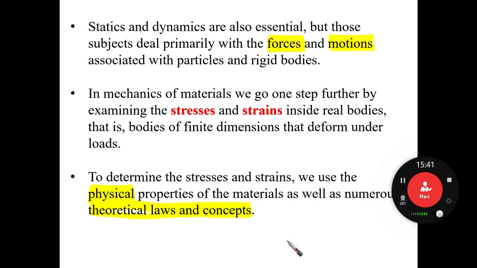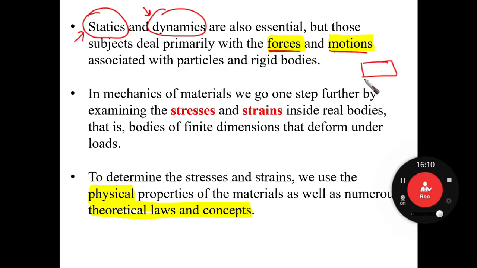Okay. Another thing important for the needs, also differentiating between the mechanics of materials and statics and dynamics. So statics and dynamics are also essential. Because I think that most of you already have studied statics and dynamics before. But those subjects deal primarily with forces and motions.